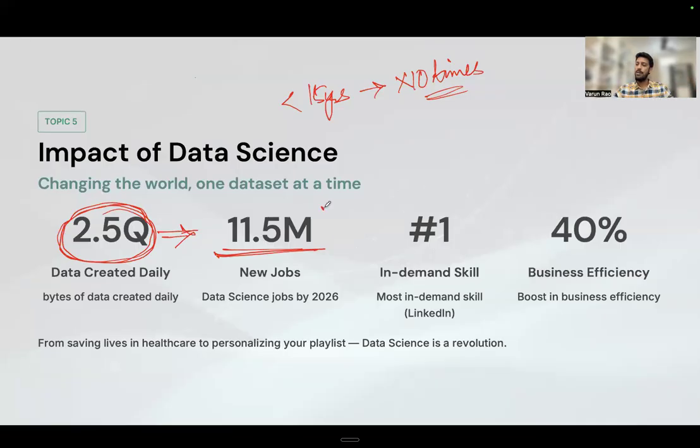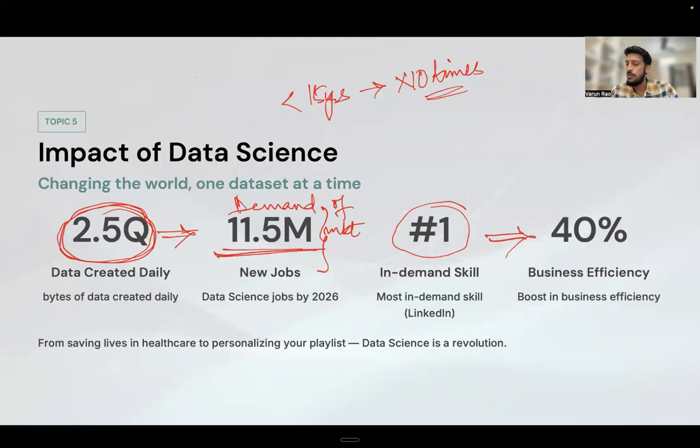So you have almost 11.5 million new jobs that have been created by data science, which is the demand of the market. And with this kind of demand, LinkedIn has rated data science jobs as the number one in-demand jobs in the market globally. And because of data science, we see how businesses have boosted their business efficiency by 40%. So is the impact small? No, the impact is definitely very huge. Probably it has not yet reached every doorstep, but yes, the impact is pretty huge.